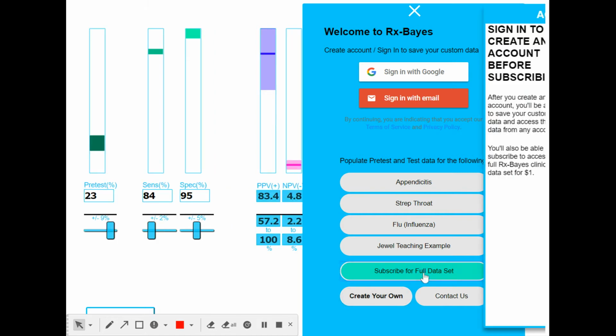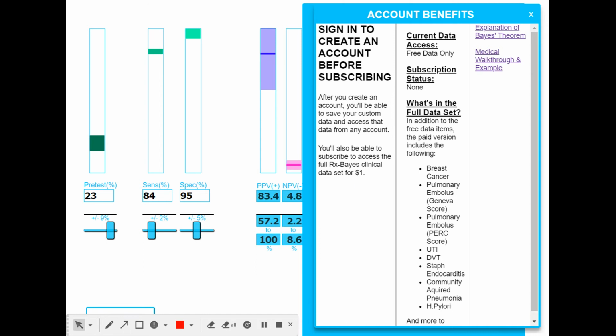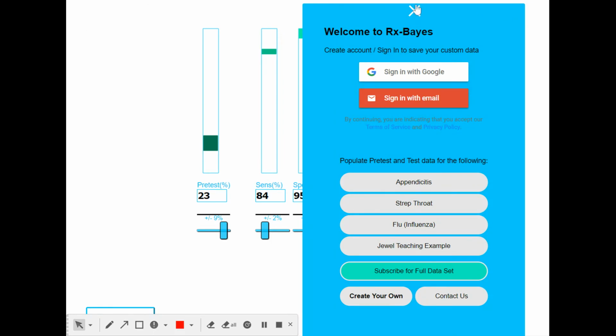If you create an account, you'll also be able to subscribe for $1 a month. And if you subscribe, you get access to additional test information, including breast cancer, pulmonary embolus, DVT, UTI, endocarditis, pneumonia, and H. pylori right now. And we'll be adding more and more data to the paid data set as time goes on. In the account section, you'll also see links to the explanation of Bayes' theorem and the mathematics, and the clinical relevance information on what we should be using Bayes' theorem for in clinical practice.